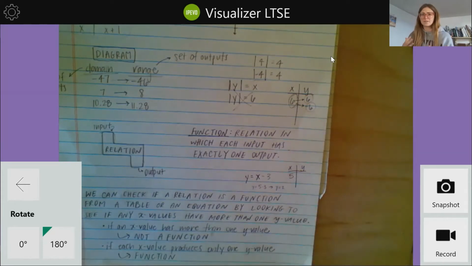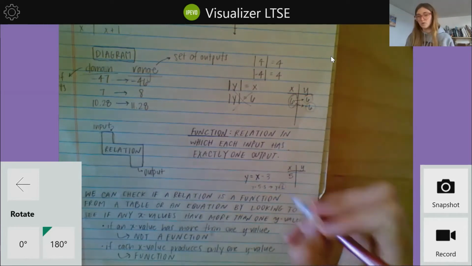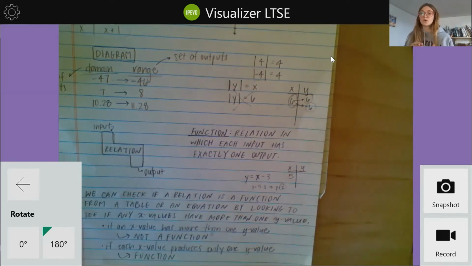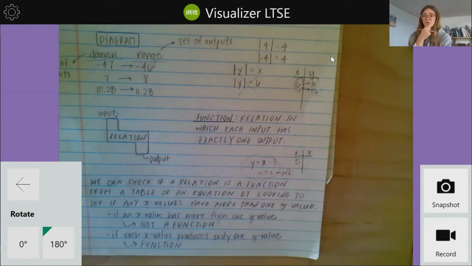Y is never going to be able to equal -2 or any other number. It can only be 2 because 5 minus 3 only equals one number. It can't equal more than one value. So this is a function, right?